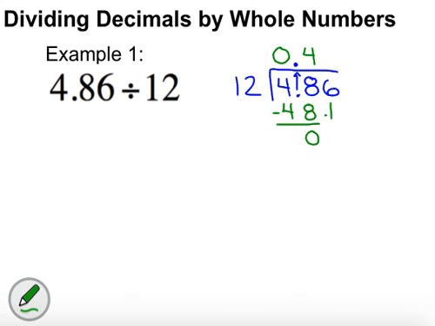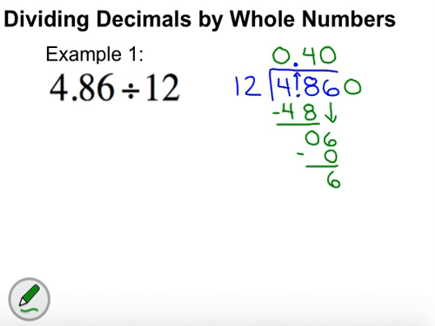Subtract, I get 0. That's good. So now I'm ready to bring down this 6. 12 does not go into 6. I cannot ever bring something down without putting something up top. So when it doesn't go in, I have to put this 0 here. 0 times 12 is 0. Subtract, I still have 6, so I'm not done with this problem.